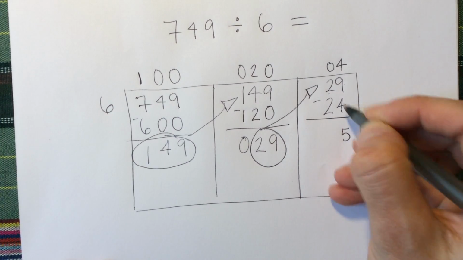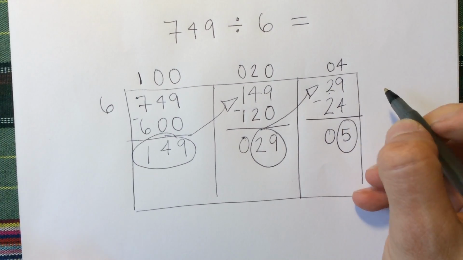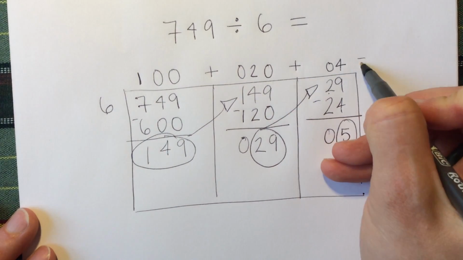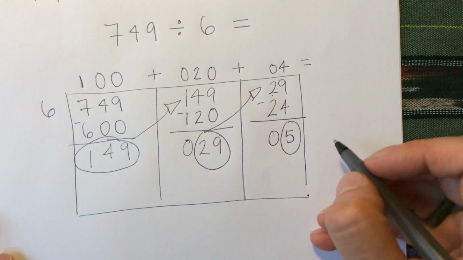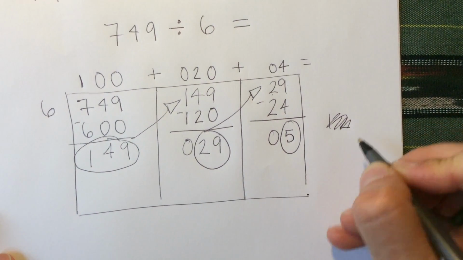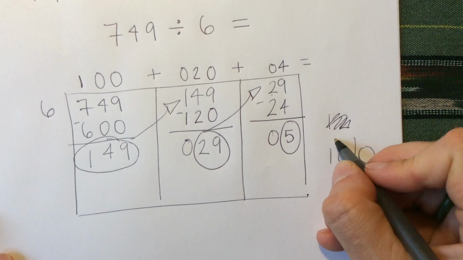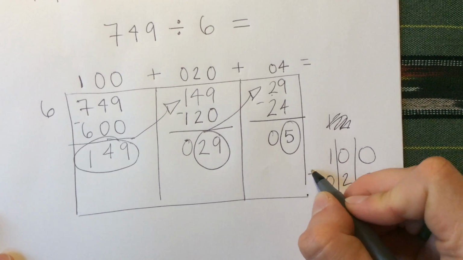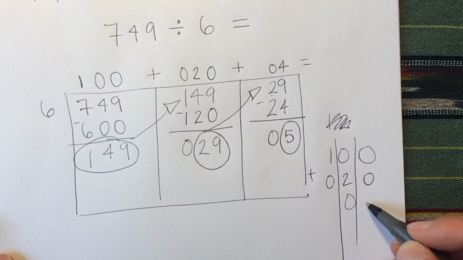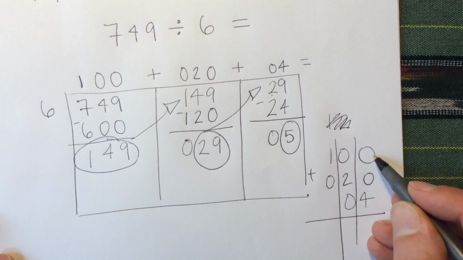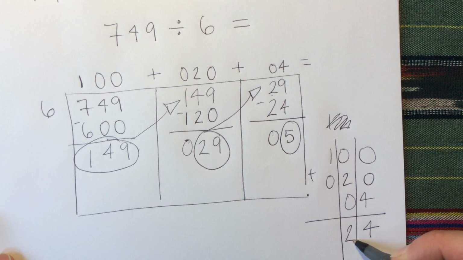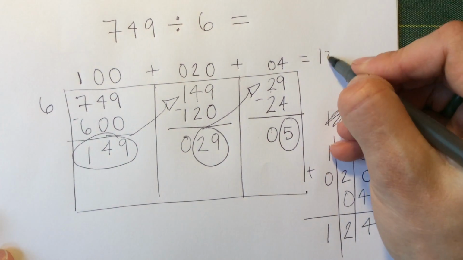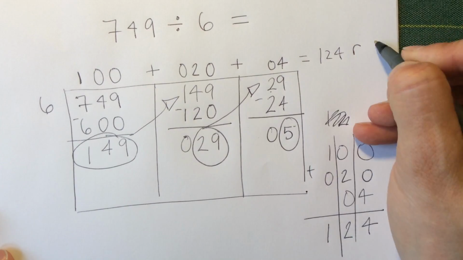9 minus 4 is 5. 2 minus 2 is 0. So we do have a 5 left. So we're going to take our partial quotients and add them together. I like to come over here, put them in columns, add in my 0, 2, 0, and my 4. And 4 plus 0 plus 0, that's 4. 2 plus 0, that's 2. 1 plus 0, 1. So it's 124, but there is a remainder of 5.